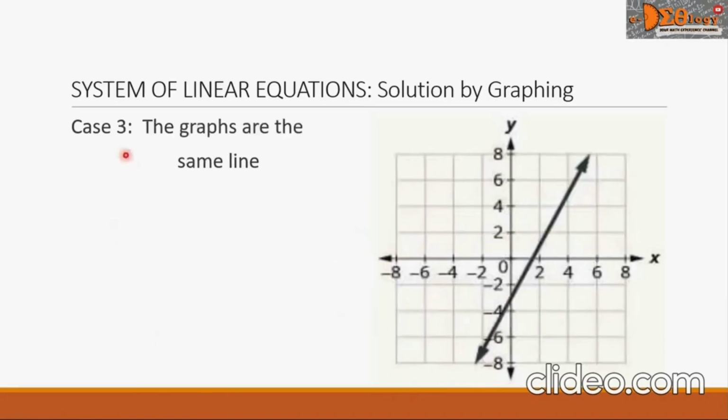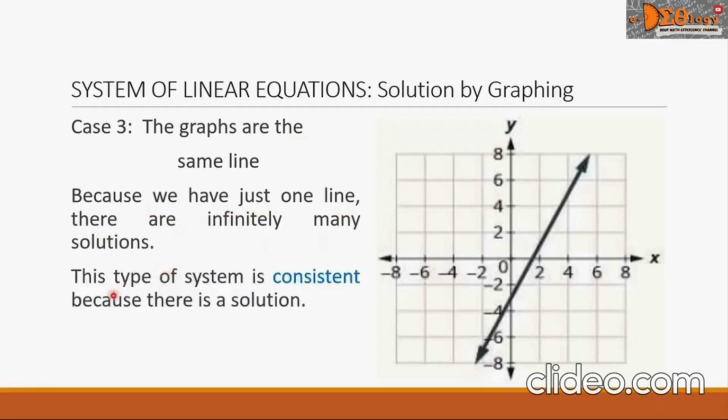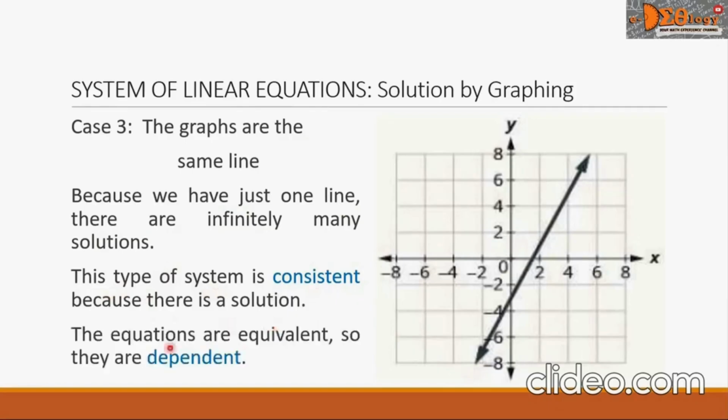Case 3 is when the graphs are the same line. In this figure, we can see one line, but it represents the graphs of both equations. Because we have just one line, there are infinitely many solutions. This type of system is consistent because there is a solution. The equations are equivalent, so they are dependent.